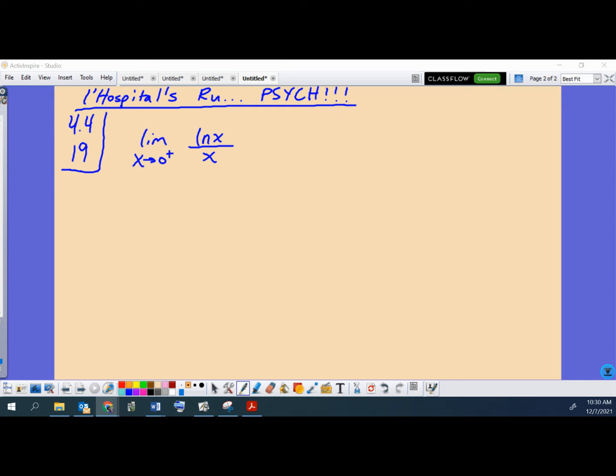Notice I didn't quite finish writing L'Hopital's rule. I wrote "psych." I don't know, do kids still say that? That was when I was a kid in the 90s. We definitely said that.